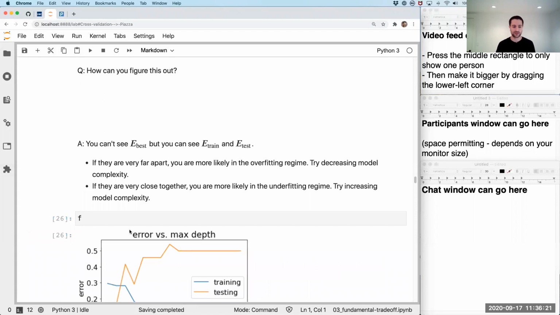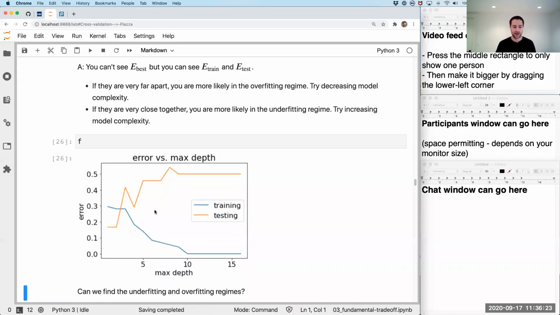And so going back to this plot we looked at earlier, here we can see super obvious overfitting. When the depth is huge, we have basically zero training error and huge testing error, which is like the classic overfitting scenario. And this data set is not very good for showing underfitting.